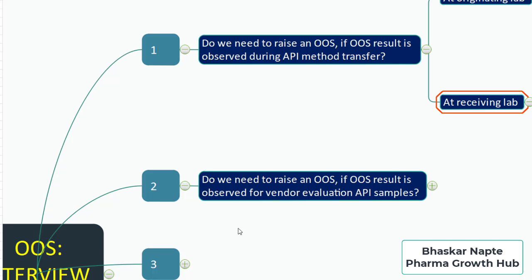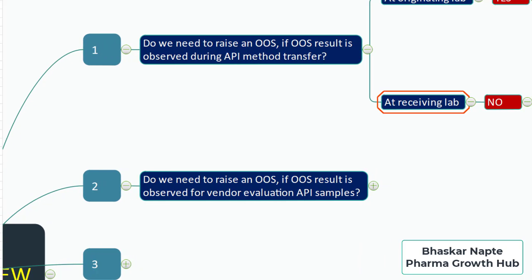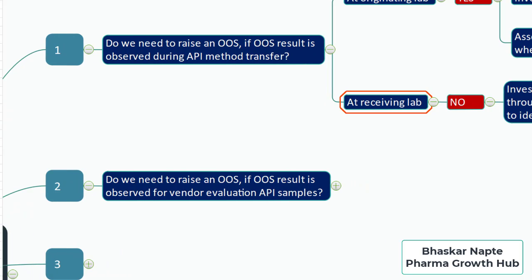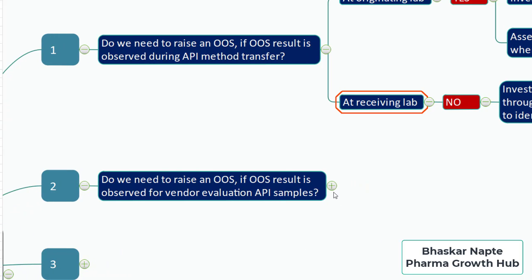Do we need to raise an OOS if an OOS result is observed for a vendor evaluation API sample? So you are evaluating the sample received from the API supplier who is under validation or the process of vendor qualification, and during that evaluation the OOS is observed for one or multiple test procedures. So are you going to investigate that failure through the OOS procedure?